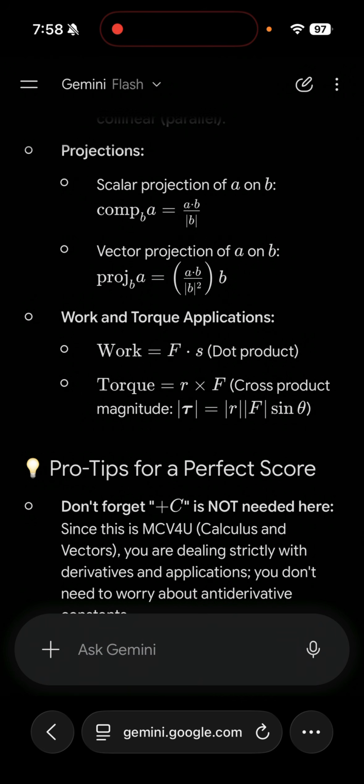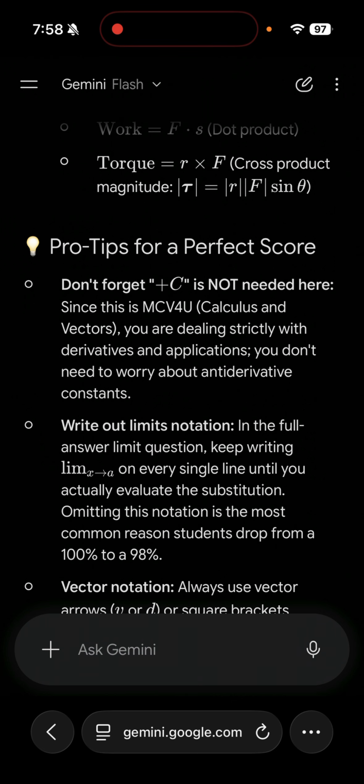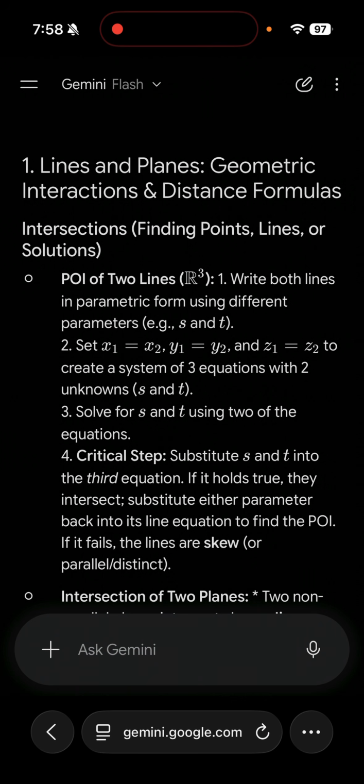Work and torque applications. Work equals F dot product S. Torque equals R cross F, so the magnitude of torque equals the magnitude of R times the magnitude of F times sine theta. And then the point of intersection of 2 lines.